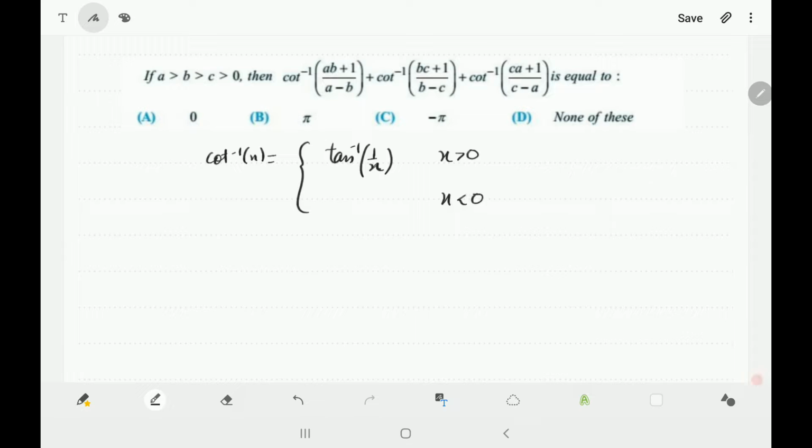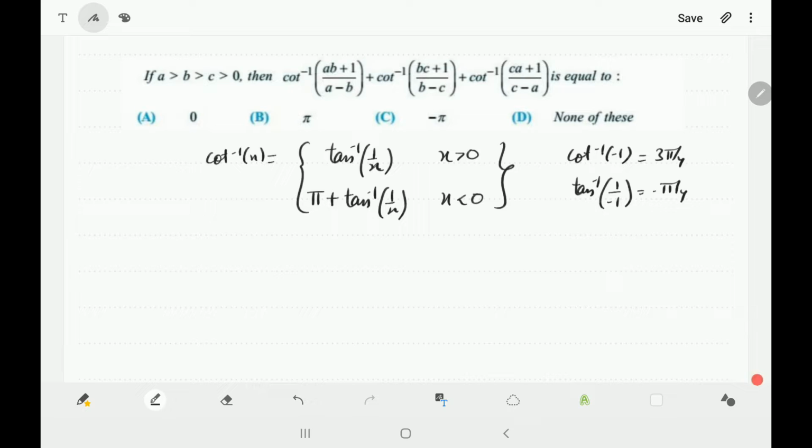But if x is negative, then you have to add pi or subtract pi from it, which we will see right now. I told you this before also, that you need to remember this by taking some values. So let's take -1. Cot inverse of -1 will be equal to 3 pi by 4, and tan inverse of 1 by -1 will give us minus pi by 4. So if you write tan inverse of 1 by x, the left hand side and right hand side won't match, so you have to add pi so that they match. Is this clear? So for x positive, cot inverse of x will be equal to tan inverse 1 by x. For x negative, cot inverse x will be pi plus tan inverse 1 by x.